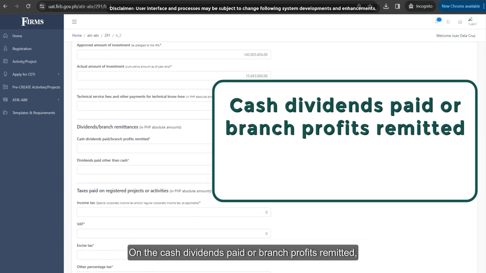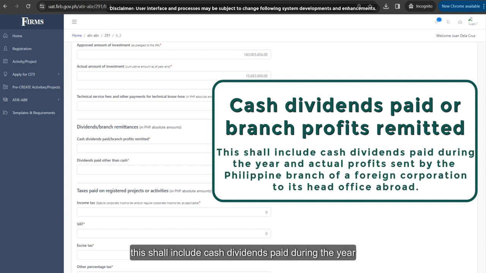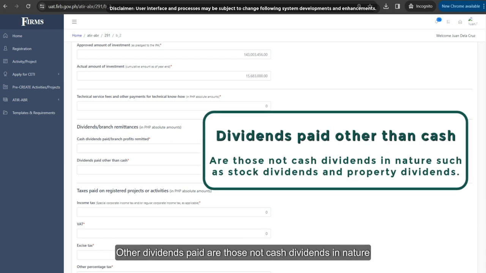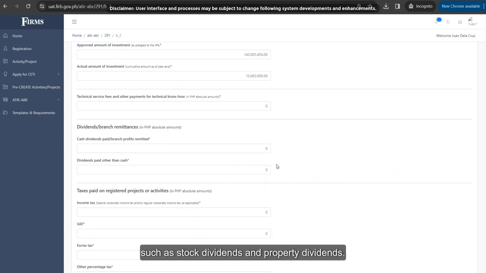On the cash dividends paid or branch profits remitted, these shall include cash dividends paid during the year and actual profits sent by the Philippine branch of a foreign corporation to its head office abroad. Other dividends paid are those not cash dividends in nature, such as stock dividends and property dividends.